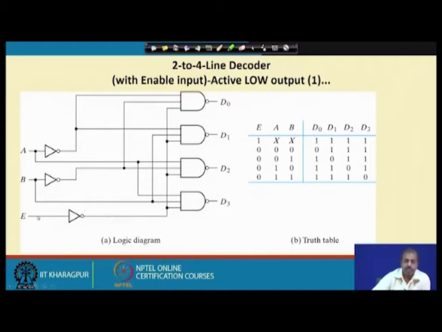And there is one additional input called enable, or E, and the outputs will come out properly only when this E is equal to 0. If E is equal to 1, then all these D0, D1, D2, D3 will give the value 1. So none of the outputs are active, because 1 is the non-active state and 0 is the active state. So if E is equal to 1, then all the outputs are 1, all of them in non-active mode. This way we can augment the decoder to have an enable input as well.